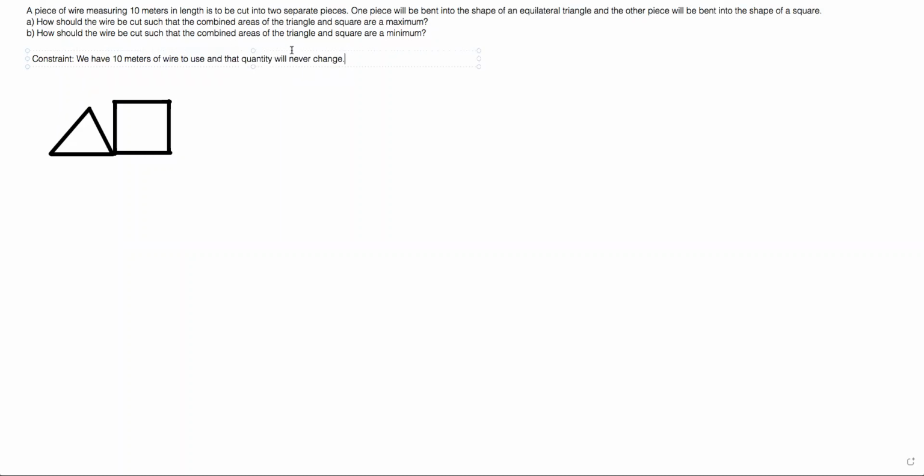So we have 10 meters of wire. This quantity will never change. It's impossible to have more wire or magically somehow have less wire. We're always just going to have 10 meters. It's a fixed amount.